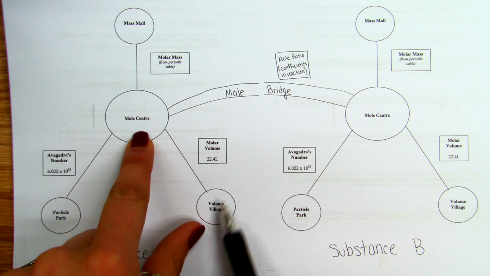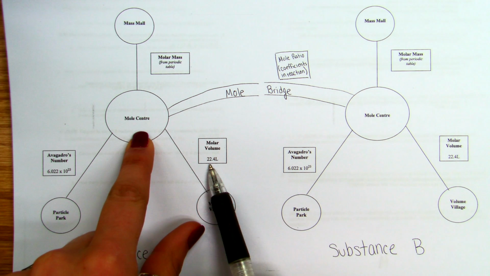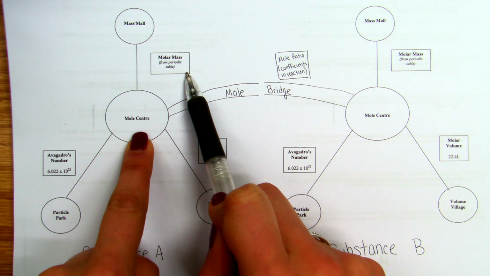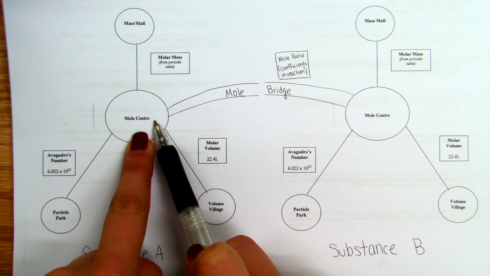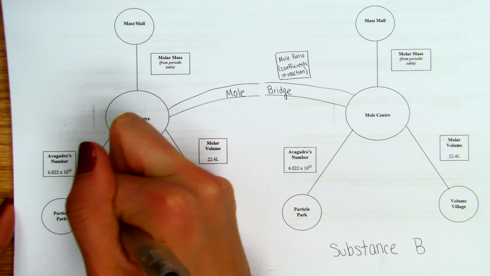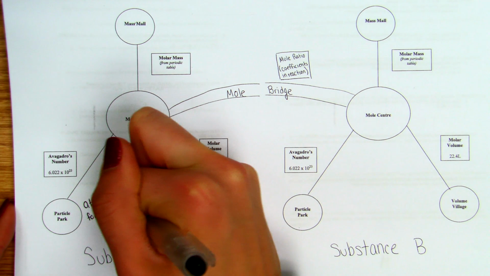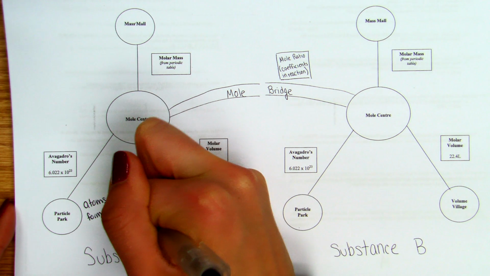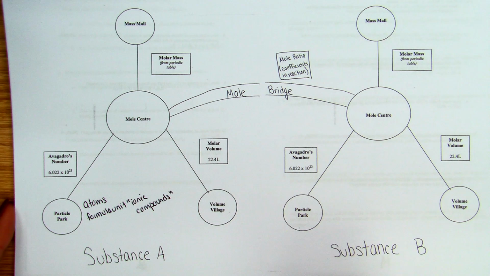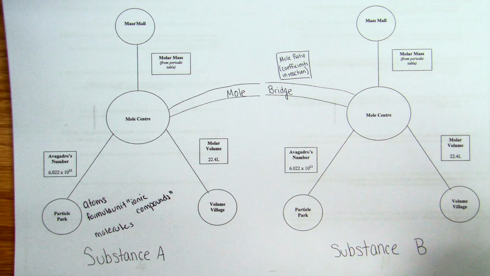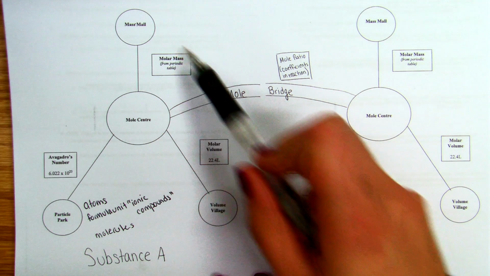So here we have our mole center. In order to get to volume, we have to use our molar volume, which is 22.4 liters. If we're going from moles to mass, we have to use our molar mass that's on our periodic table. Now if we're going from moles to particles, remember particles could be atoms, it could be formula units. Remember, formula units are ionic compounds. Okay, it could be molecules. There's a number of different things that particles consist of, okay? And in order to get there, we use Avogadro's number.